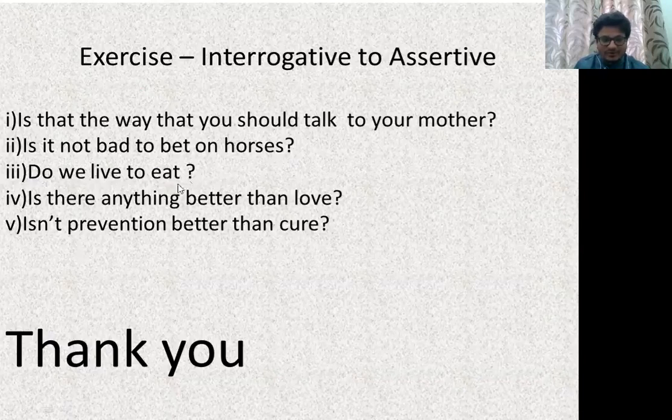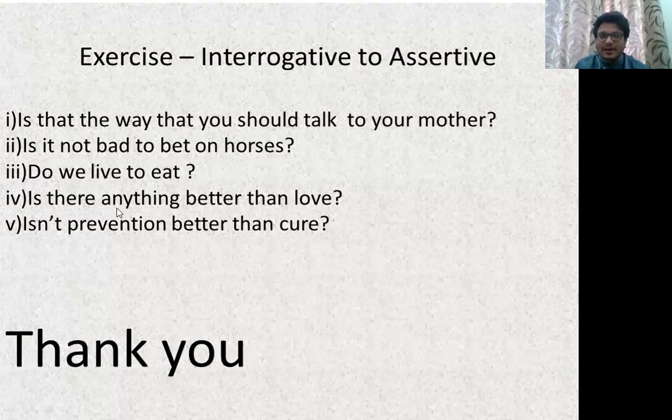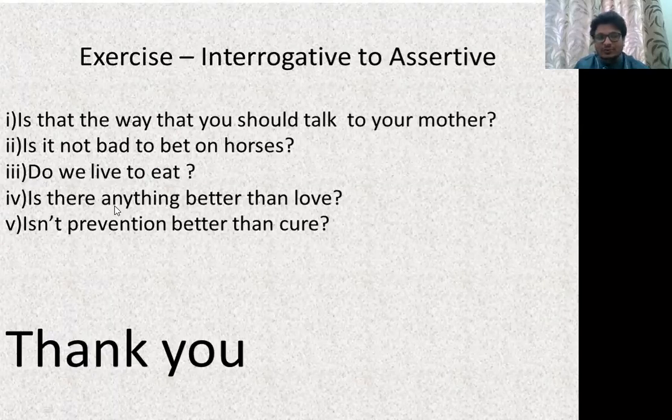Sign of full stop. Is there anything better than love? There is nothing. Why nothing? Because anything is a positive word. It is going to be replaced by a negative word. So in place of anything, we are going to use nothing. There is nothing better than love. Put a full stop, because we have to remember that the meaning should not be changed.